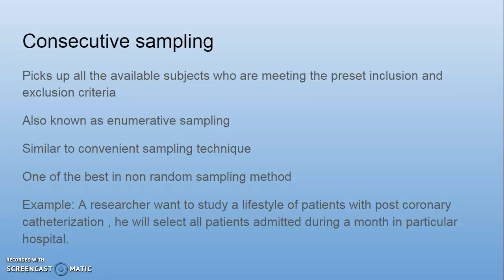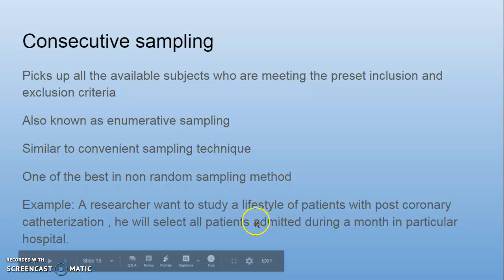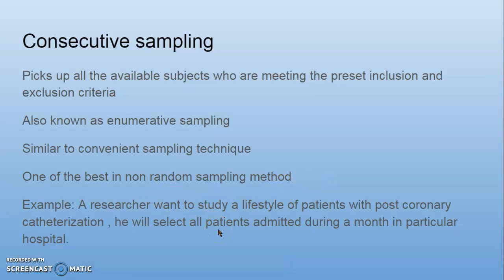What is next is the consecutive sampling method. Here it picks up all the available subjects who meet the preset inclusion and exclusion criteria. Usually the researcher sets the inclusion and exclusion criteria in his research, and he picks up all the subjects who are available within that set criteria. It is also known as the enumerative sampling method. Similar to the convenient sampling technique, the researcher just takes all the people who have that criteria. It is one of the best non-random sampling methods.